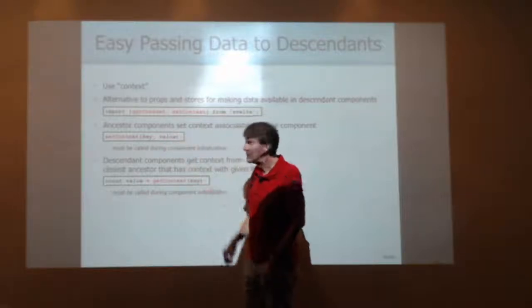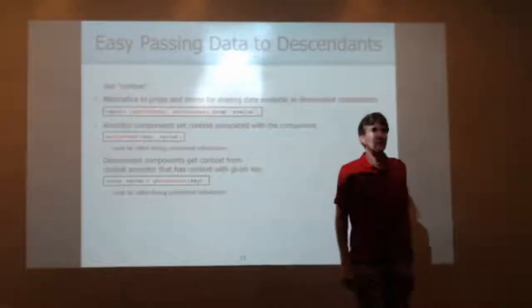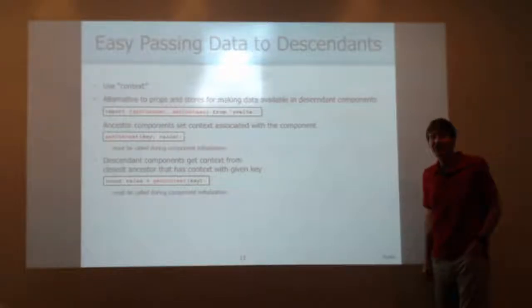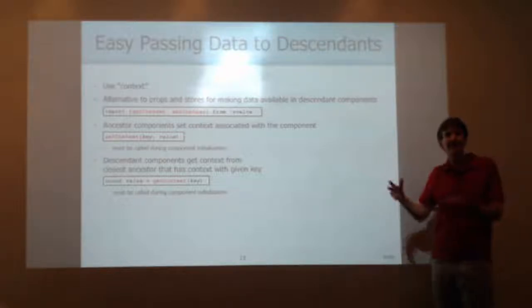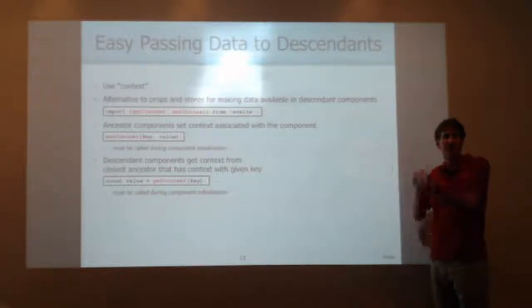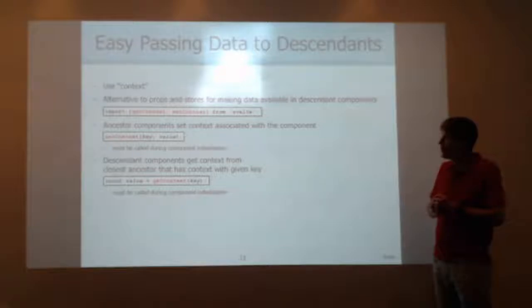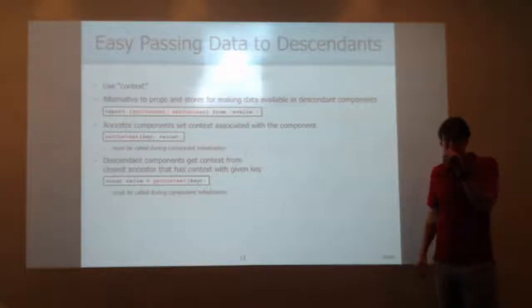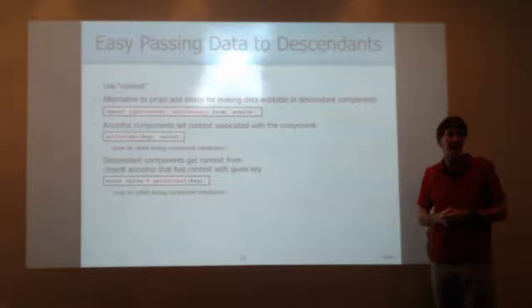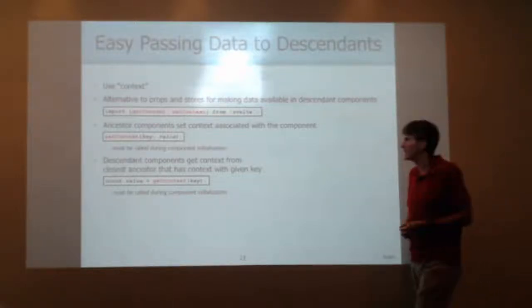Now you have to do this during your component initialization. And what that means is that you can't do it inside a function of your component that maybe gets called when the user clicks a button. This has to happen when your component first gets mounted. And one of the things that implies is that this is not a mechanism for passing dynamic data down to descendants. It's just data that you'll know as soon as the component gets created. If you want it to be dynamic, you should be using the stores instead.